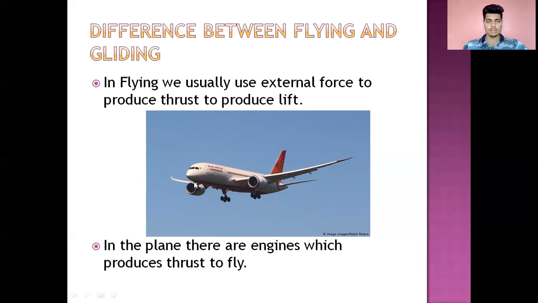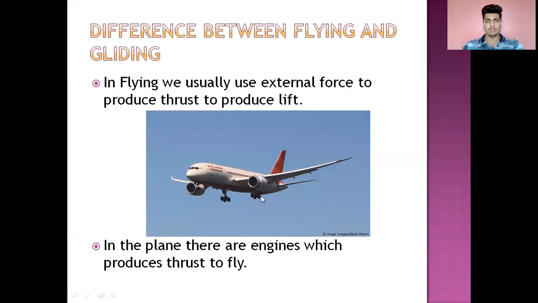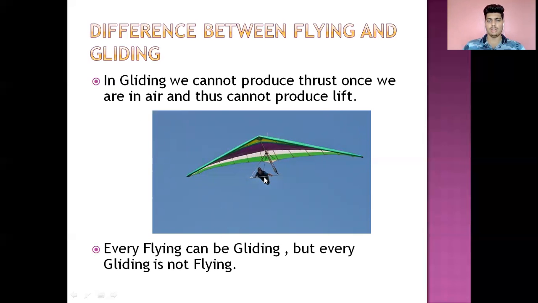But these two engines usually do the job of producing thrust, and the planes are designed so that they can generate lift using that also. Now, this is about flying. So, what is gliding now? In gliding, we cannot produce thrust once we are in the air and thus cannot produce the lift. Like we use engines here to produce the lift, but once we are with this glider, we cannot produce thrust or lift.